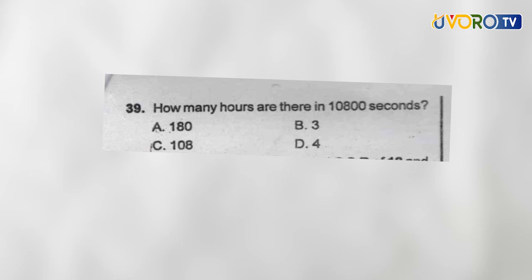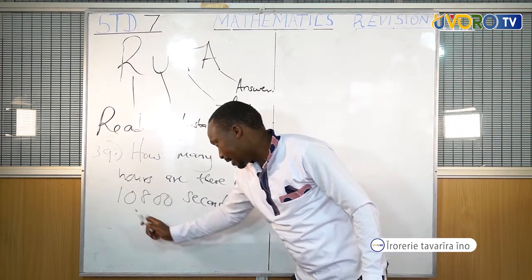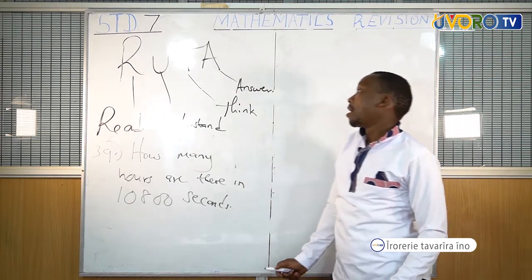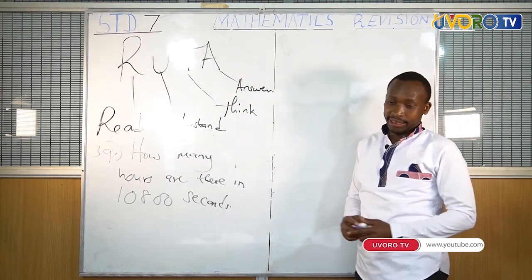Now, we are supposed to use our formula RUSA. We must salute every letter according to its type. R for reading. Let's read. How many hours are there in 10,800 seconds? Now, we must use U and salute it for understanding.